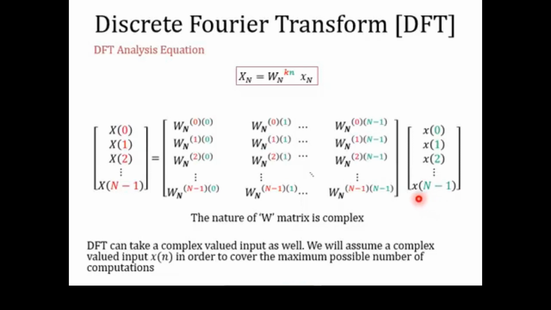The same processor can be used for the analysis of both complex valued sequences and real valued sequences. But if we assume our x of n is a real valued sequence and perform all the calculations, then the resultant processor would not be able to handle complex valued data in real time. That processor will be able to handle only real valued sequences. So in order to use the same processor for both complex valued sequences and real valued sequences, we have to cover the maximum possible number of computations, which will definitely happen in the case of complex valued sequences. That's why we have assumed that the nature of both the W matrix and the time domain vector is complex.